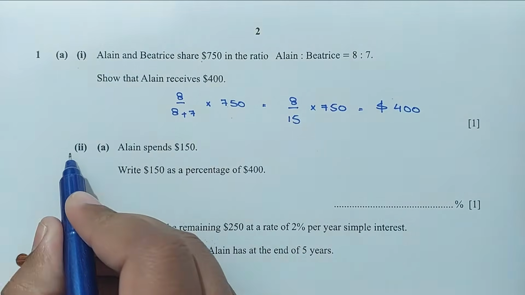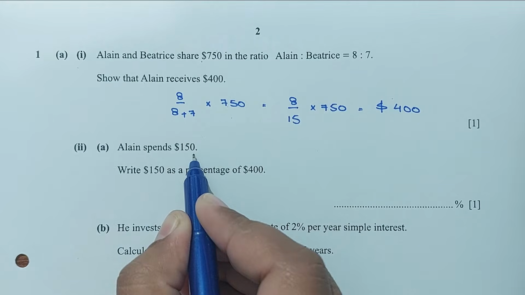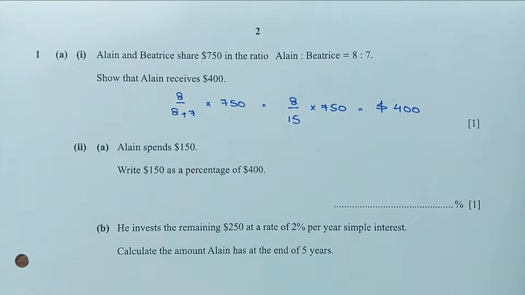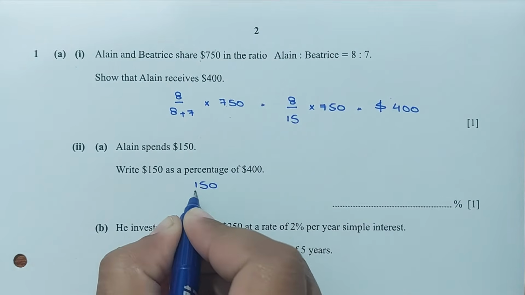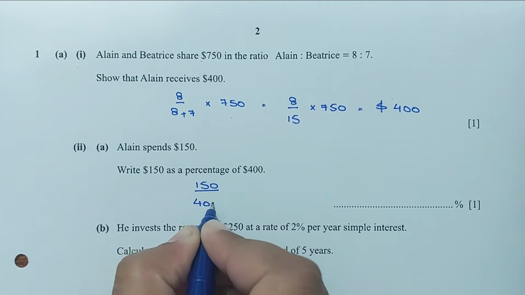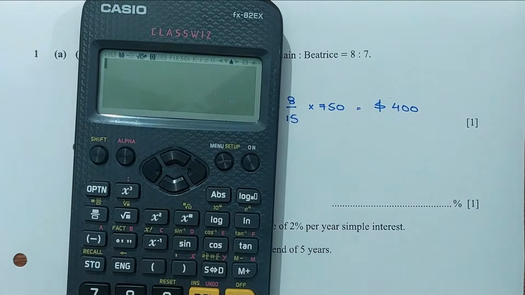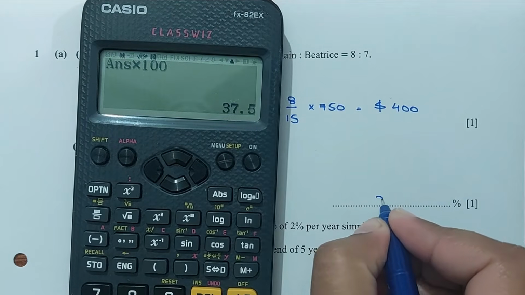Now for the second part of A, Alan spends $150. Write $150 as a percentage of 400. So 150 out of 400 times 100 as a percentage. 150 divided by 400 times 100 is 37.5%.